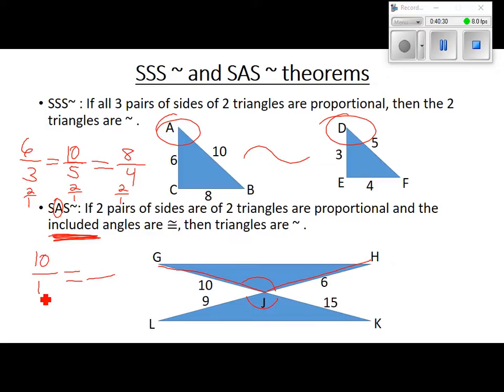So what's the 10 gonna match up to? 15. Then what's the other 2 sides? 6, 9. What's 10 over 15 reduced to? 2/3. What's 6 over 9 reduced to? 2/3. Are those the same? What's that tell us about these 2 triangles? They're similar to each other. So these are the other 2 ways. Again, we're going to use angle to prove 2 triangles are similar a whole lot more than those.